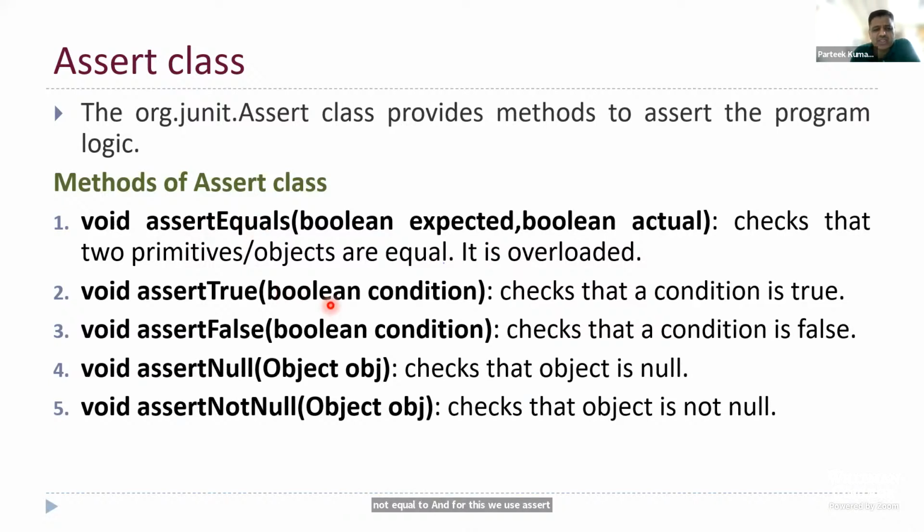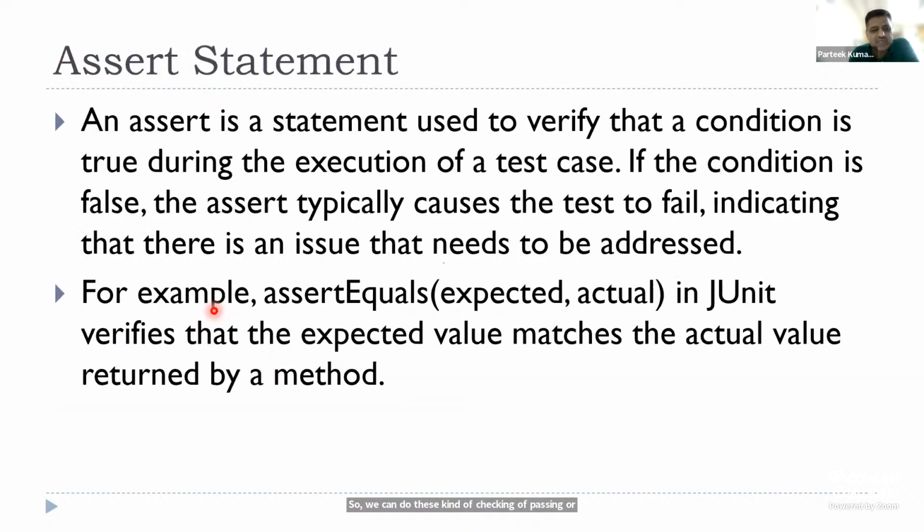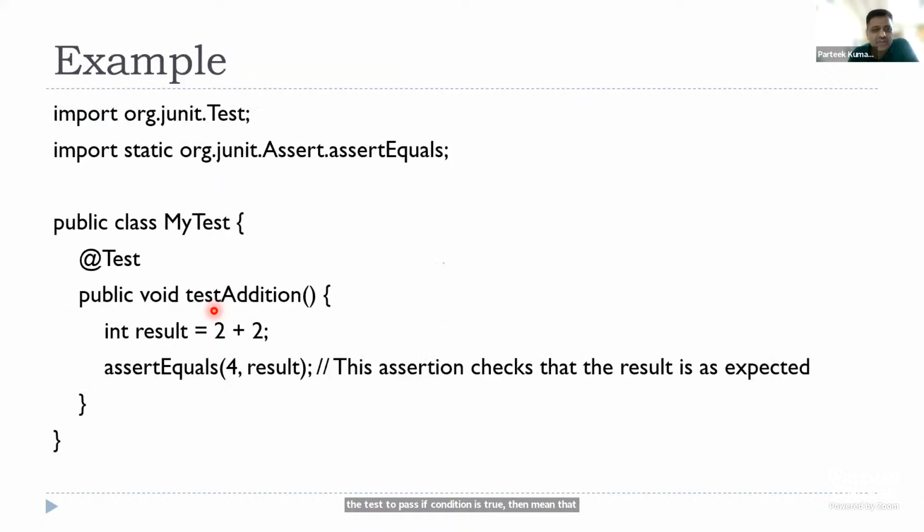Sometimes you want to check whether the output is true or false. If the output is true, it says test pass. If the output is false, it will say test fail. This kind of action is ensured by assertTrue. Similarly, sometimes you want the output to be false. If the output is false, the test will pass, otherwise it will fail. So we can do this kind of checking of passing or failing of the test by using assert statements. We will be using these kinds of statements in our code. The assert statement is used to verify the condition for the test to pass. If the condition is true, it means the test is passed, otherwise the test is considered failed.